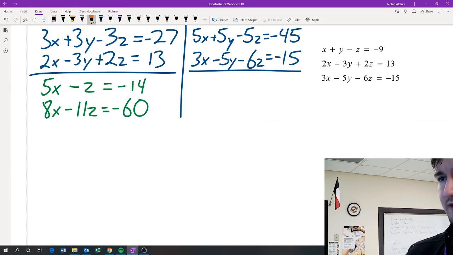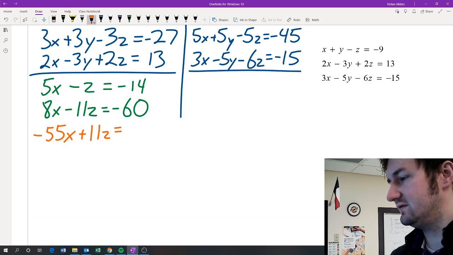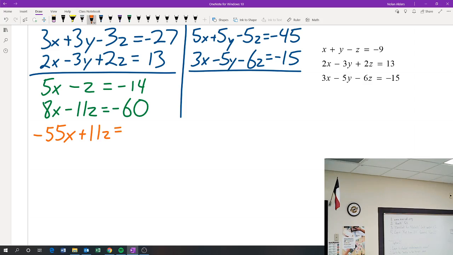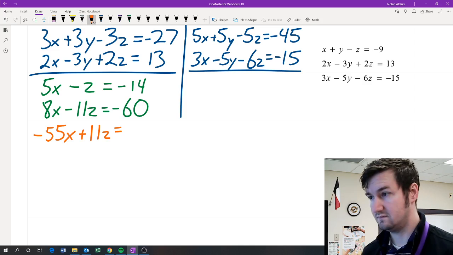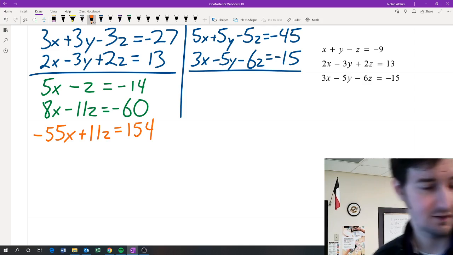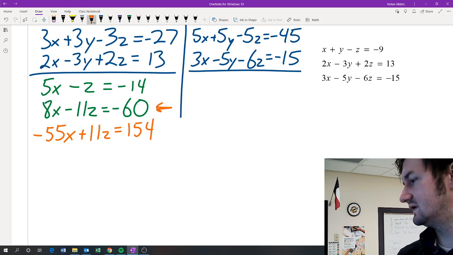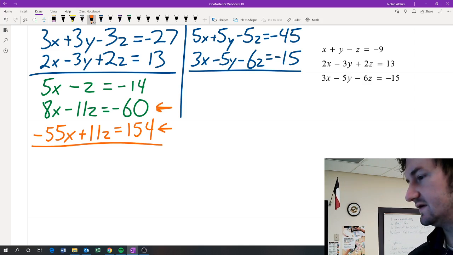So let's multiply that top equation by negative 11. So negative 11 times 5 is negative 55x. Negative 11 times negative 1 is positive 11z. And negative 11 times negative 14 is 154. Okay, now we can take these two equations, and we can add them together.